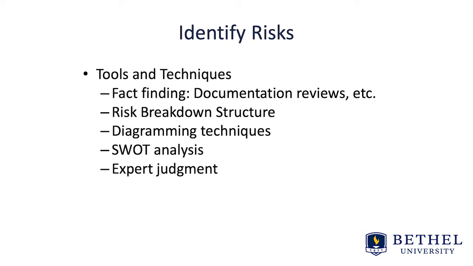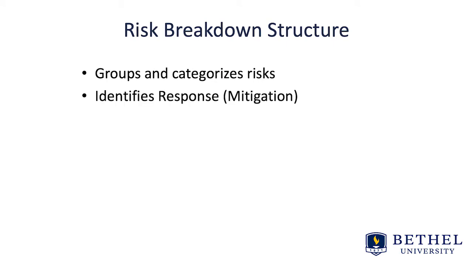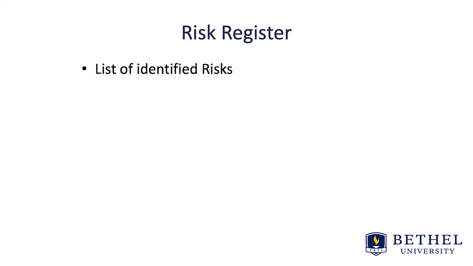Once you've identified them, analyzed them, and come up with your plan for dealing with them, your output is going to be a risk register where you list all the risks, how you're going to respond, the probability of that risk occurring, the impact of that risk occurring, so that you can manage those risks throughout the duration of the project. A risk breakdown structure simply involves groups and categorized risks and identifies the response or the mitigation of those risks. The risk register is a list of identified risks, a list of potential responses.